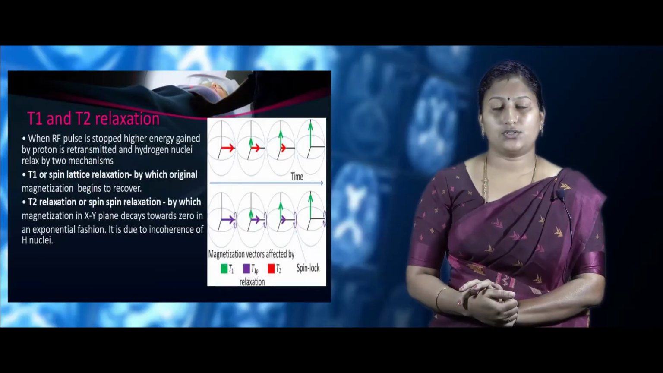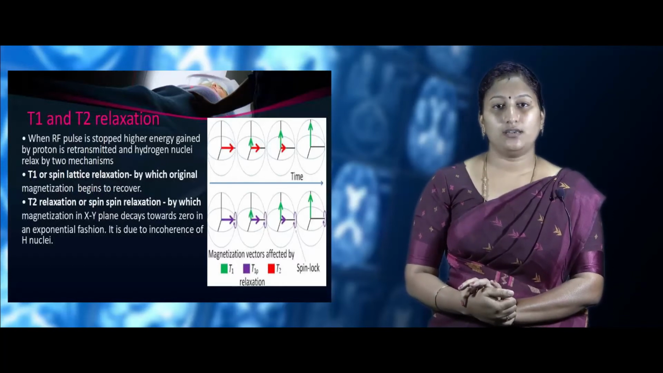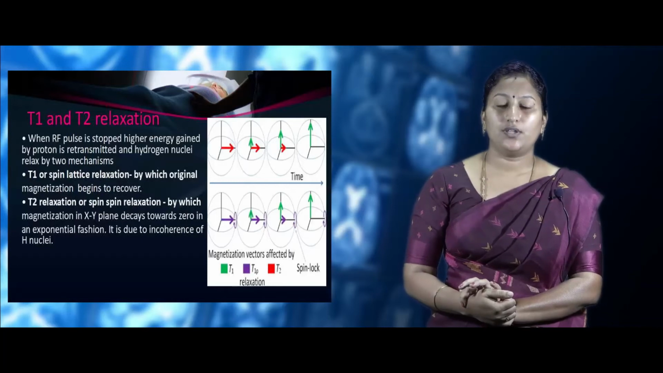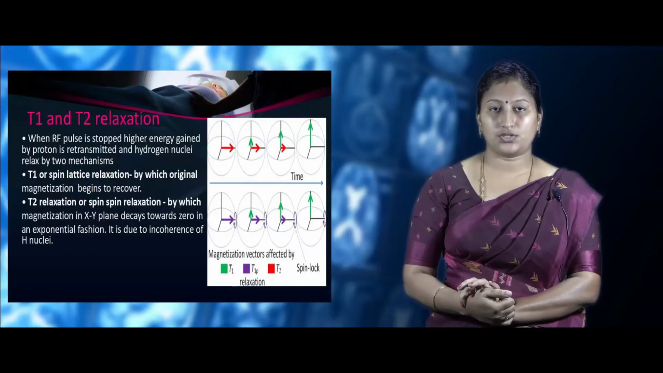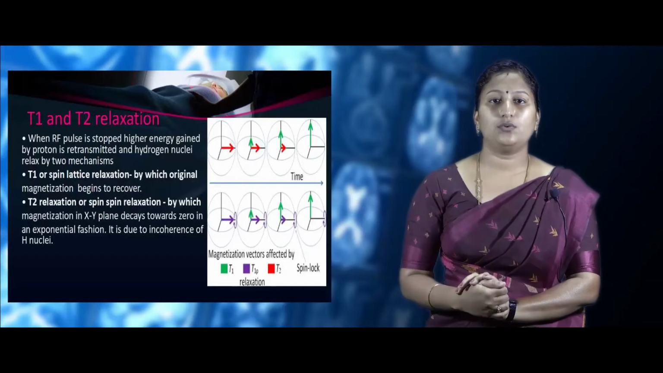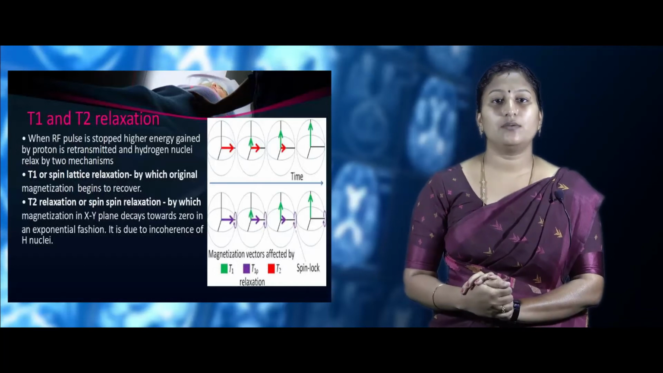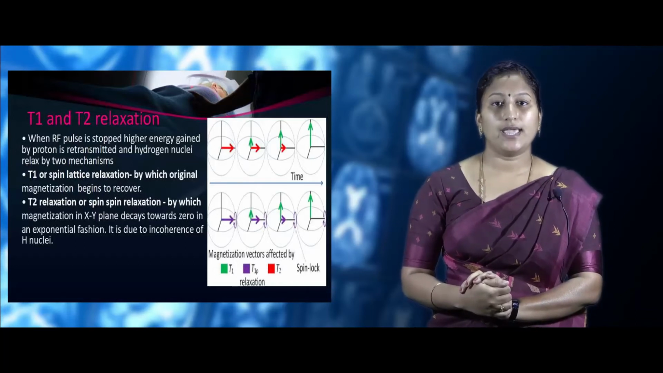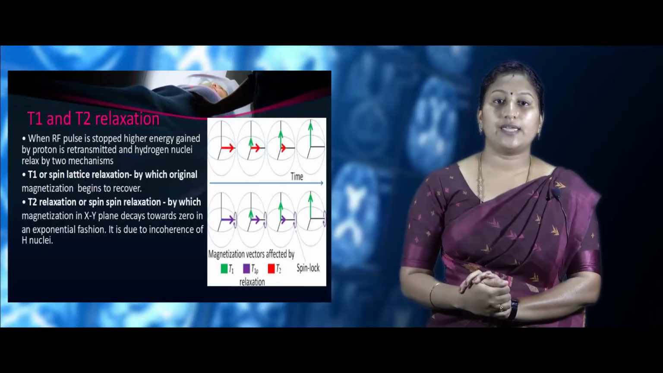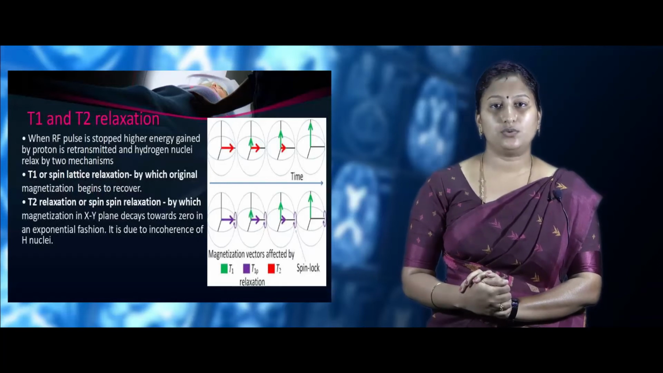T1, T2 relaxation. When the RF pulse is stopped, the higher energy gained by the proton is retransmitted and hydrogen nuclei relax in two mechanisms. T1 or spin-lattice relaxation, by which original magnetization begins to recover. T2 or spin-spin relaxation, by which magnetization in the XY plane begins to decay towards zero in an exponential fashion. It is due to incoherence of H nuclei.